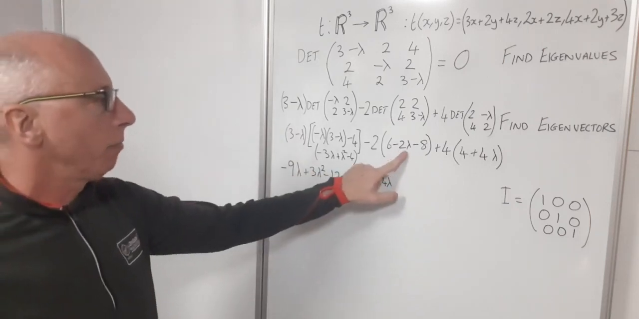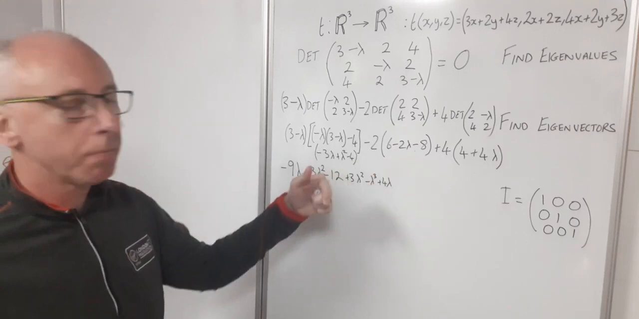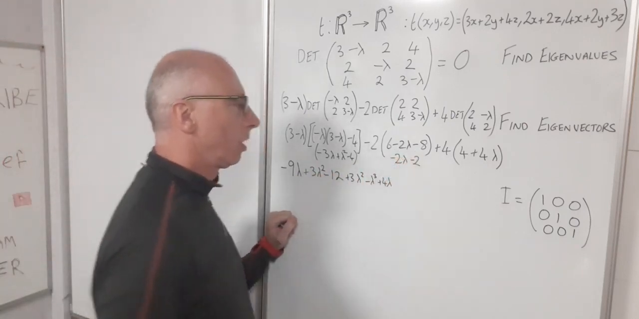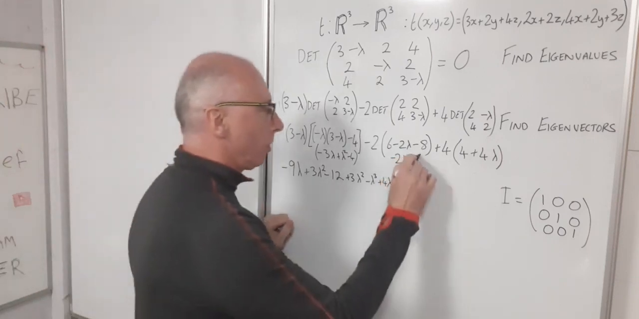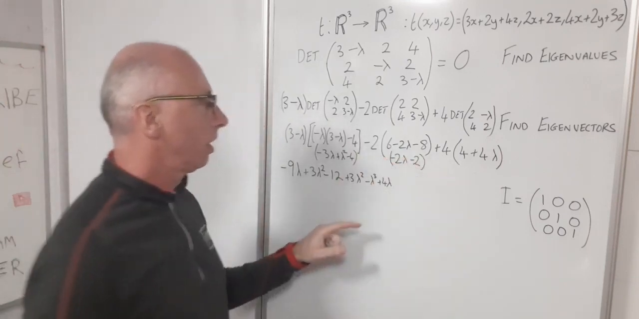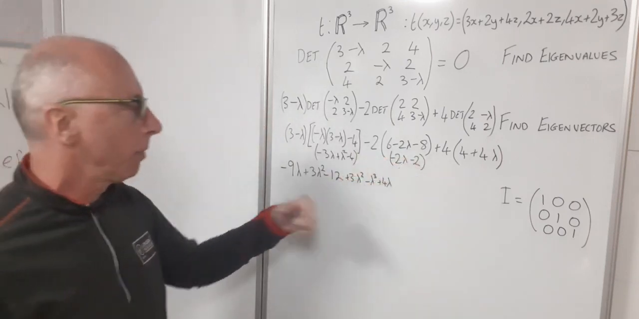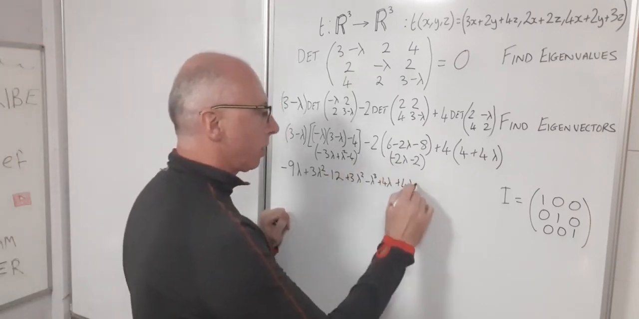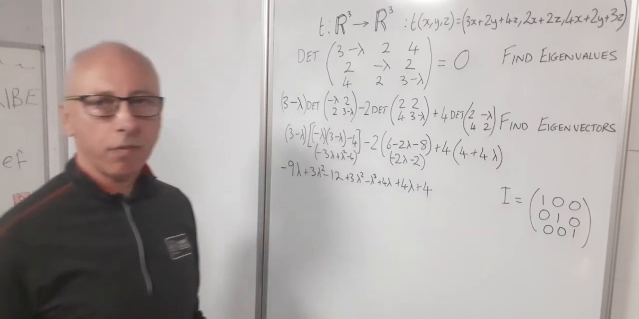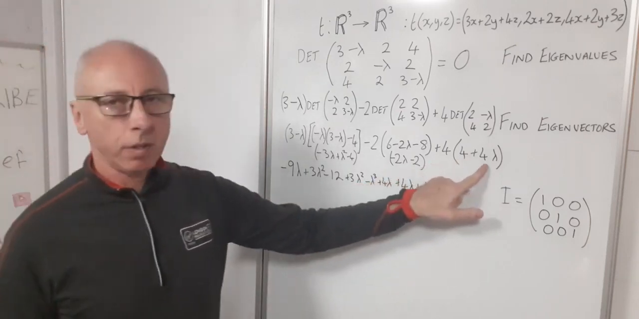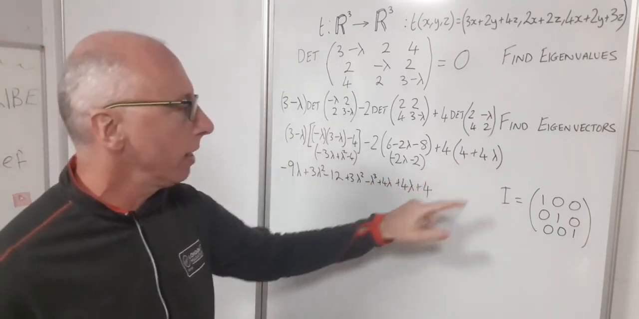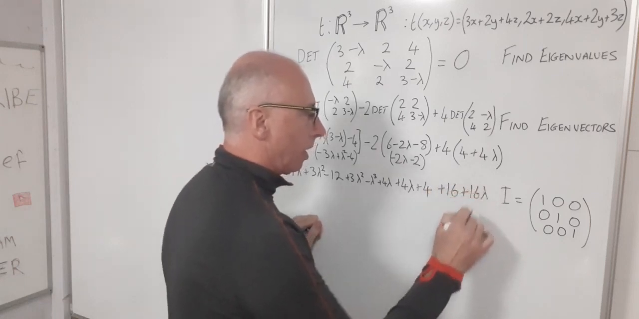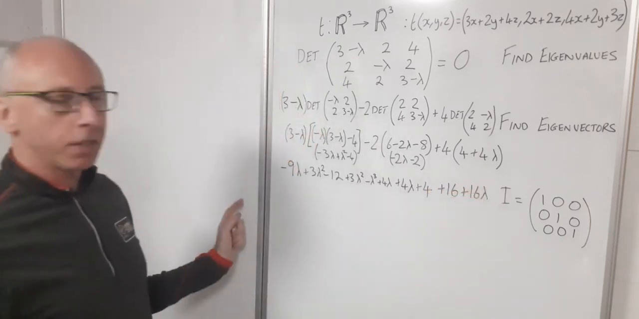This one here, minus 2 lambda, 6 minus 8 is minus 2. So minus 2 lambda minus 2. So now we need to multiply all of that by this minus 2 here. So minus 2 times minus 2 lambda is plus 4 lambda. And minus 2 times minus 2 is plus 4. So that's straightforward. And now multiply by 4 with all of these. So now I'm going to add 16 plus 16 lambda. Okay, so that's a lot of terms.